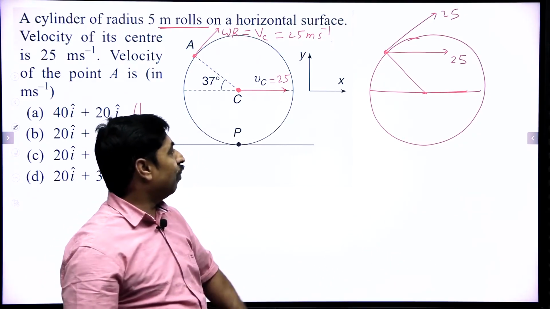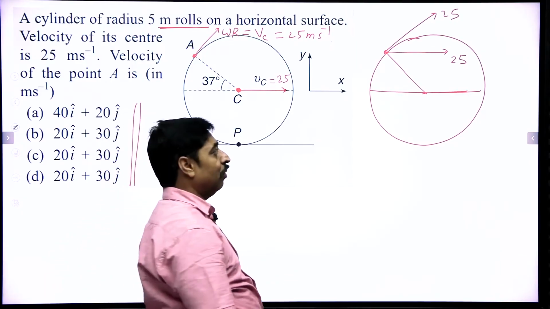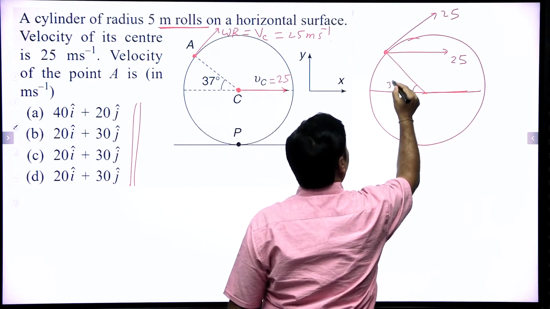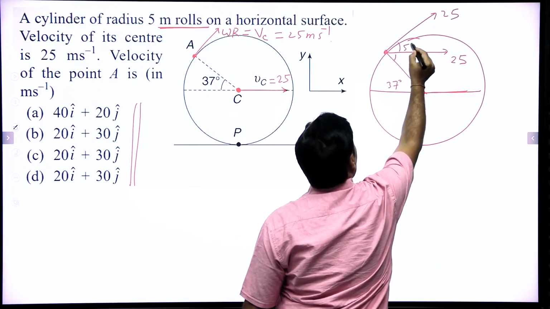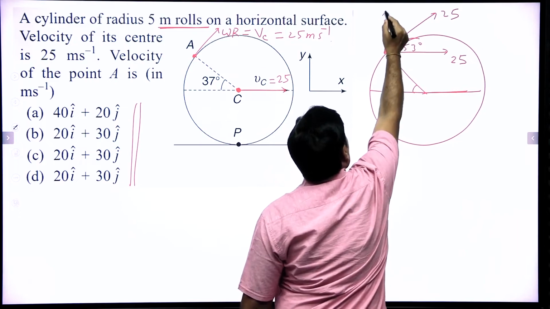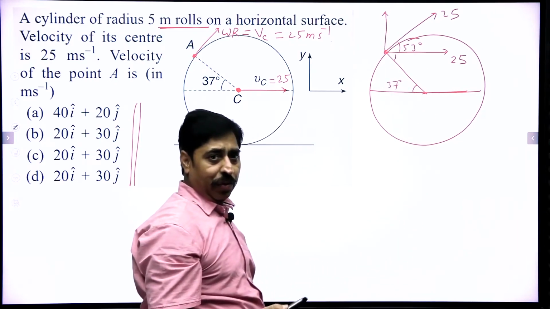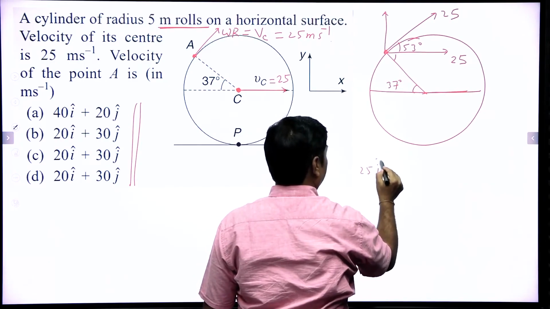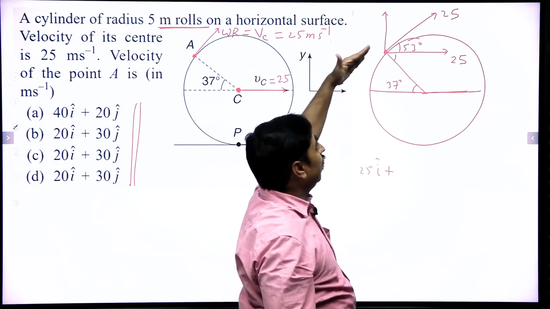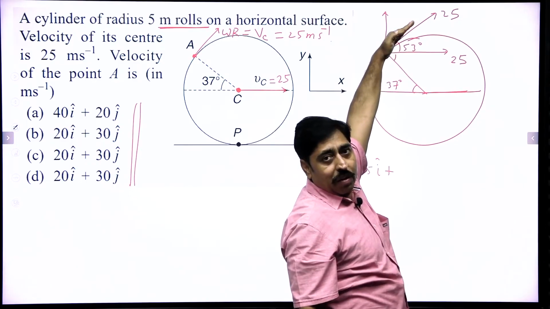यहाँ i cap j cap कंपोनेंट फॉर्म में लिखना है, इसलिए मैं ऐसे लिख देता हूं. ये एंगल 37 डिग्री है, ये भी 37. अगर आप देखोगे ये 53 डिग्री है. तो एक्चुअली मुझे दो वेलोसिटीज जोड़नी है. One is 25 i cap, है ना, and the other one is 25 in this direction. तो इसके कंपोनेंट कर लो.